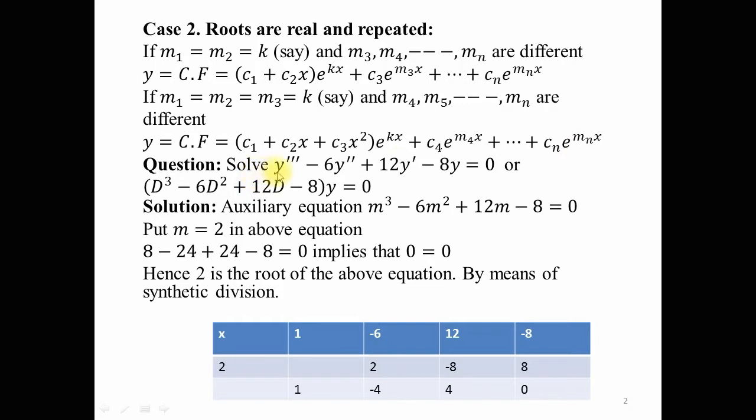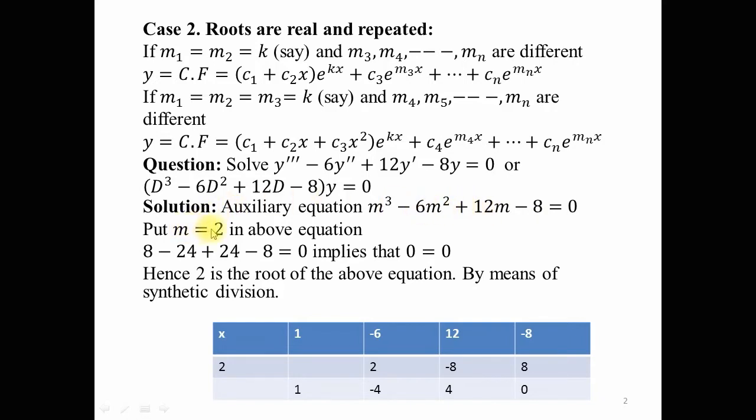Suppose we have the example y triple dash minus 6y double dash plus 12y dash minus 8y is equal to 0. This differential equation can be written as d cube minus 6d square plus 12d minus 8 into y is equal to 0. Now the auxiliary equation for this differential equation is m cube minus 6m square plus 12m minus 8 is equal to 0. Now we are going to find the roots for this auxiliary equation.